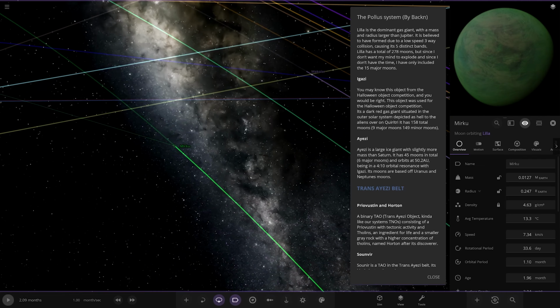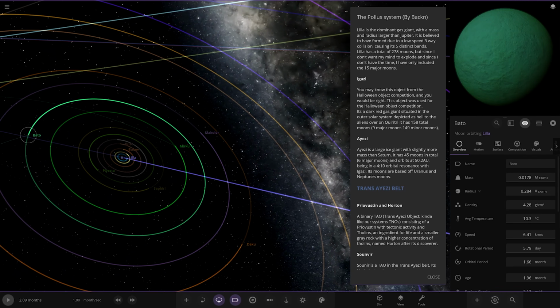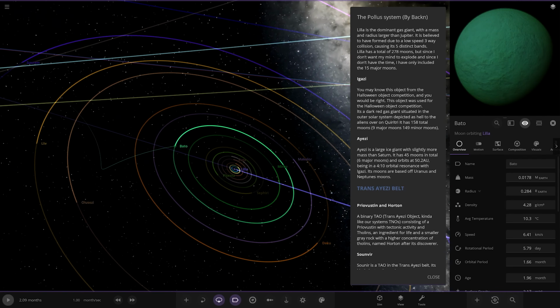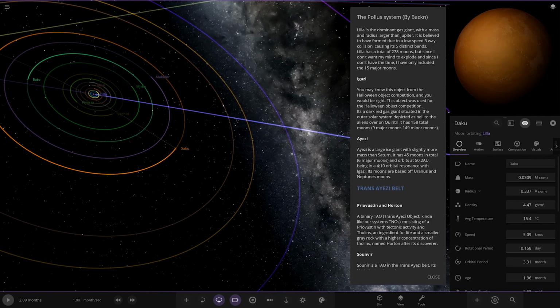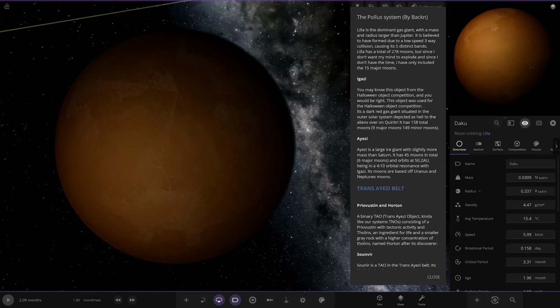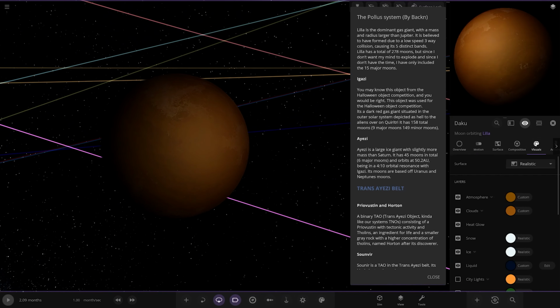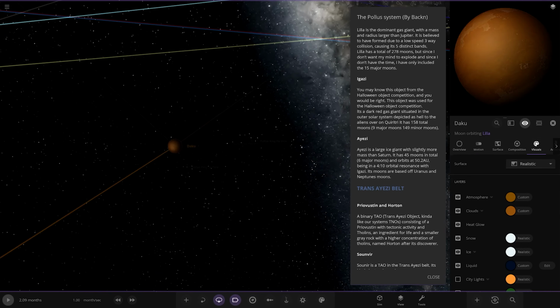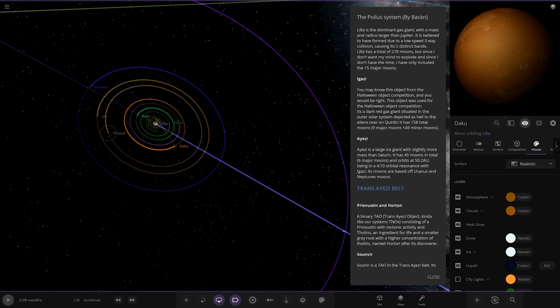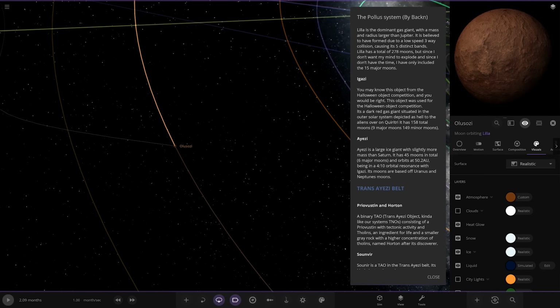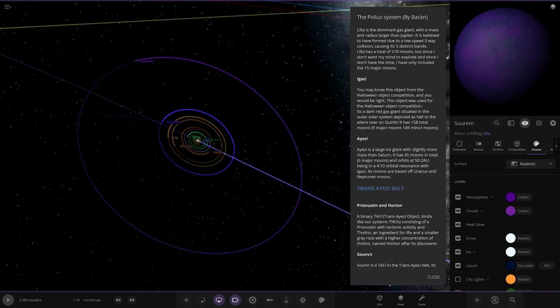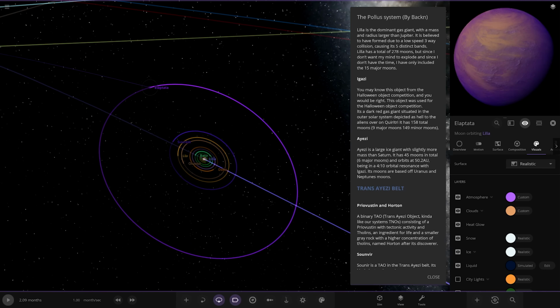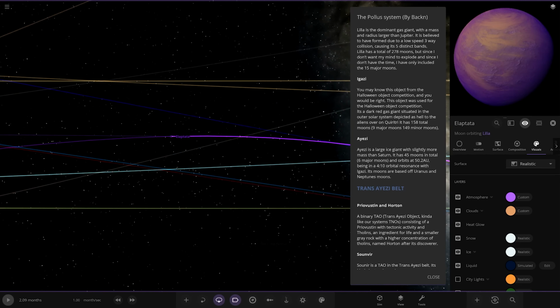Like a green Titan-like world. Got Bato over here, another green world. Makalor, Daku. That one's very Titan-like, isn't it? Got the atmosphere on it as well, I'm guessing. Yeah, oh yeah, nice. We got these guys as well. Cool. And the last major moon over here, with a purple and orange clouded world.